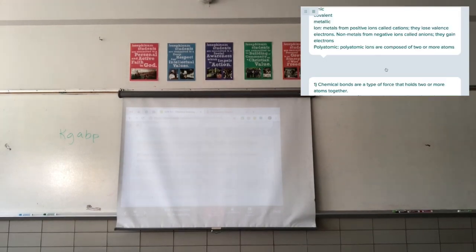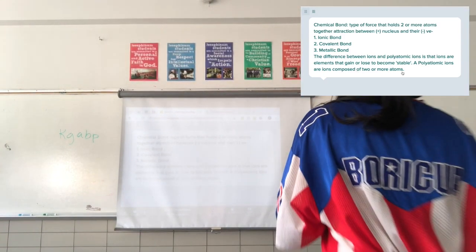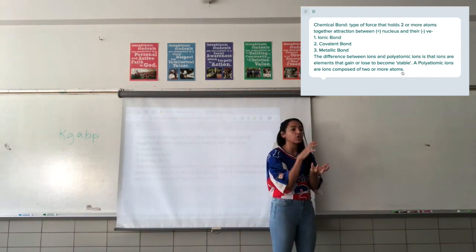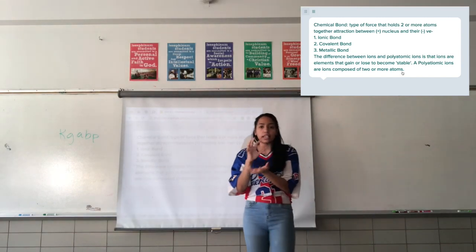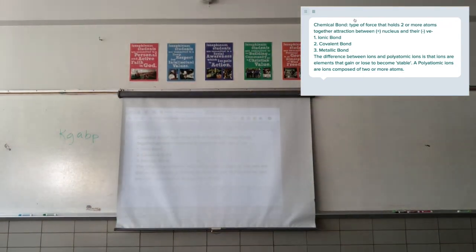Poly has multiple. Let's see. Ions gain or lose electrons to become stable. Polyatomic ions are ions composed of 2 or more atoms. Yeah. Make sure that you note that they have 2 or more atoms, but together they act as one group and they have a charge all together. Okay? Cool. All right. Any questions so far?